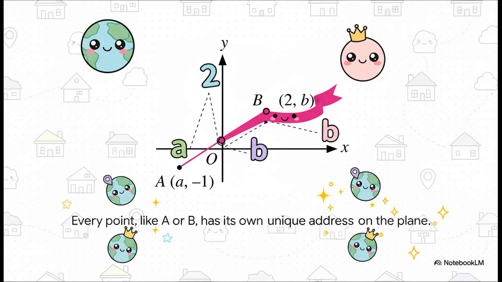And this is a perfect example. See that point B over there? Its address is (2, b). All that means is we start in the middle, we go 2 units to the right, and then b units up. And what's so cool is that every single point on this entire plane has its very own unique address. Just like a house on a street, no two points can be in the exact same spot.